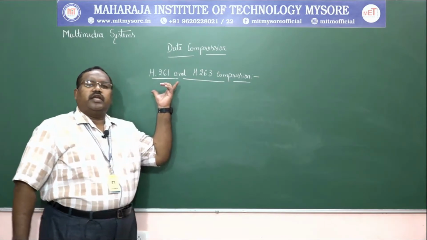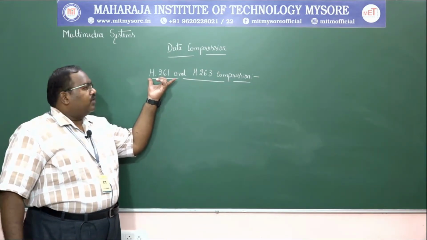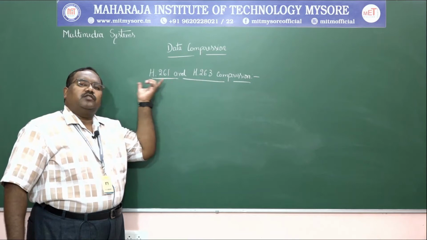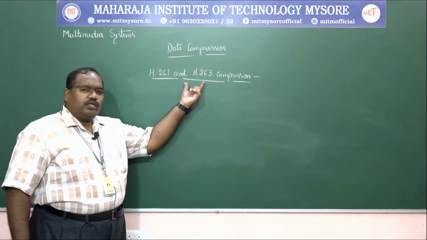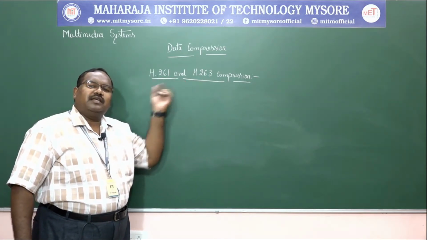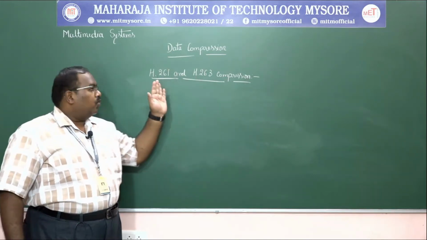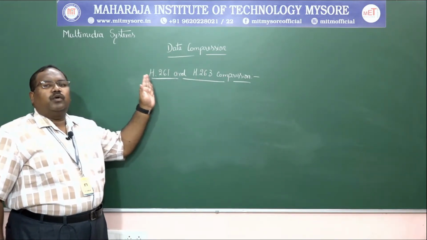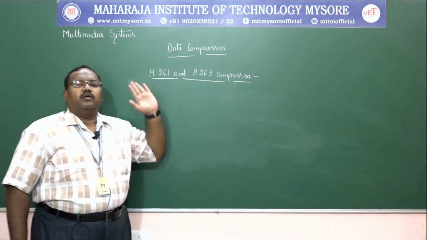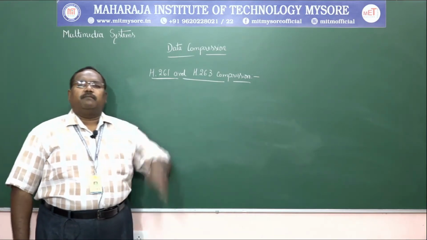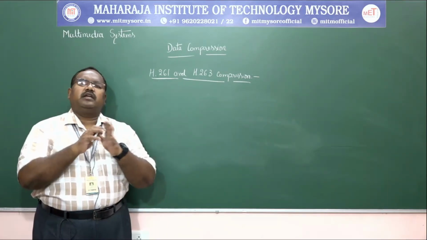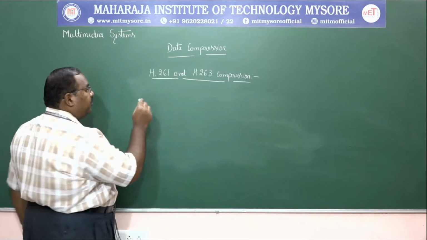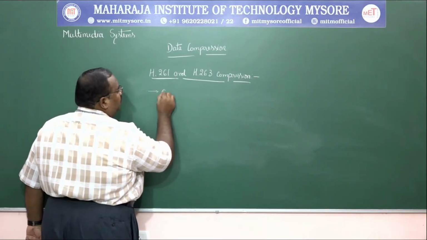So why are they associating the two different compressions with a single title? It means they are almost similar, but H.263 is a bit improved version when compared to H.261. Now let us discuss this kind of compression. It is the oldest digital video compression. The first point, it is the oldest one.